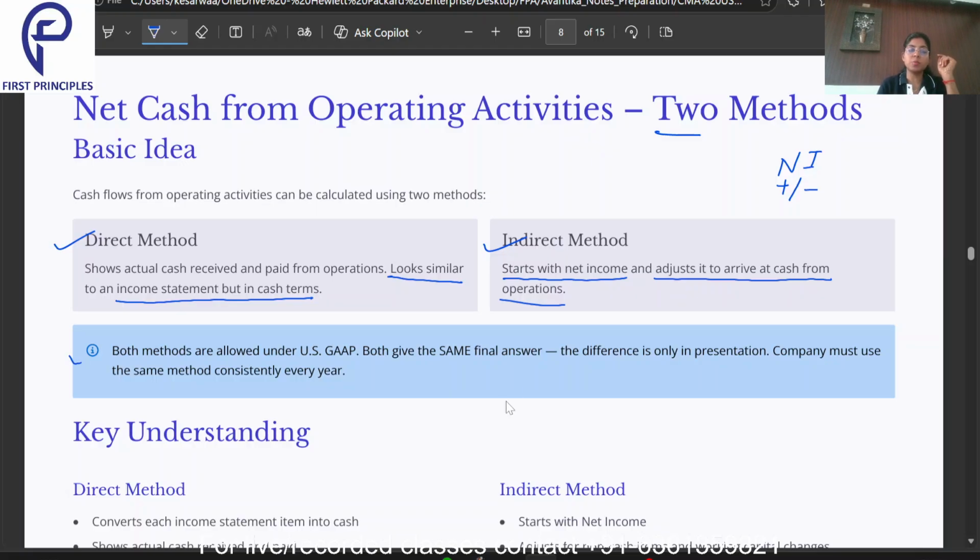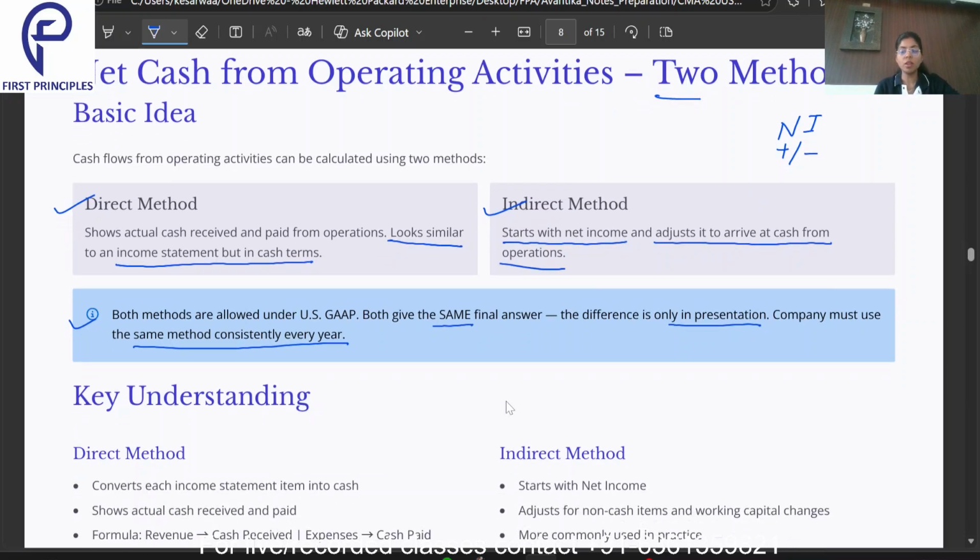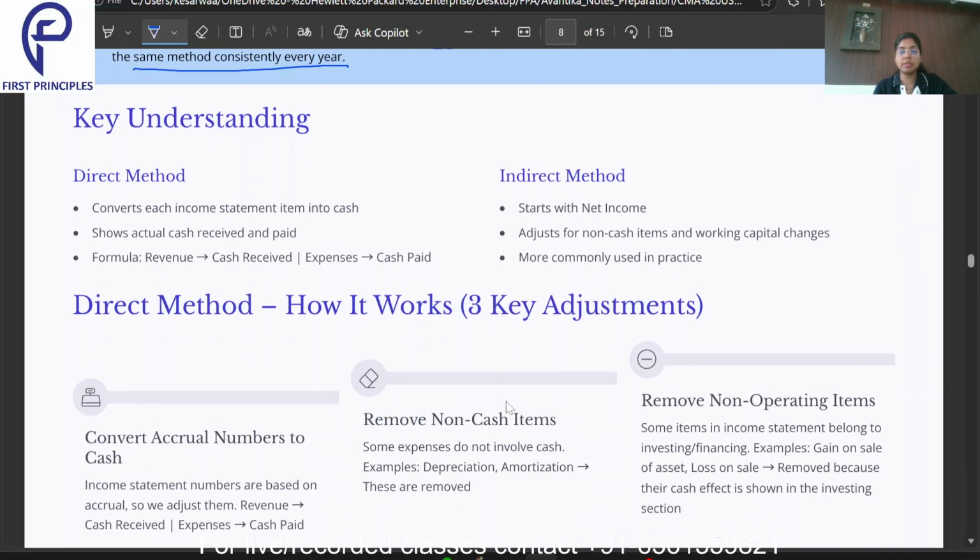Now let's read this blue box. Both methods are allowed under US GAAP. Both give the same final answer. The difference is only in presentation. A company must use the same method consistently every year. So that's what it is about the cash flows from operating activities. Whether you prepare it using the direct method or the indirect method, you're going to get the same final answer. The difference is only in how you present it in your statements. Okay, now moving to the key understanding.